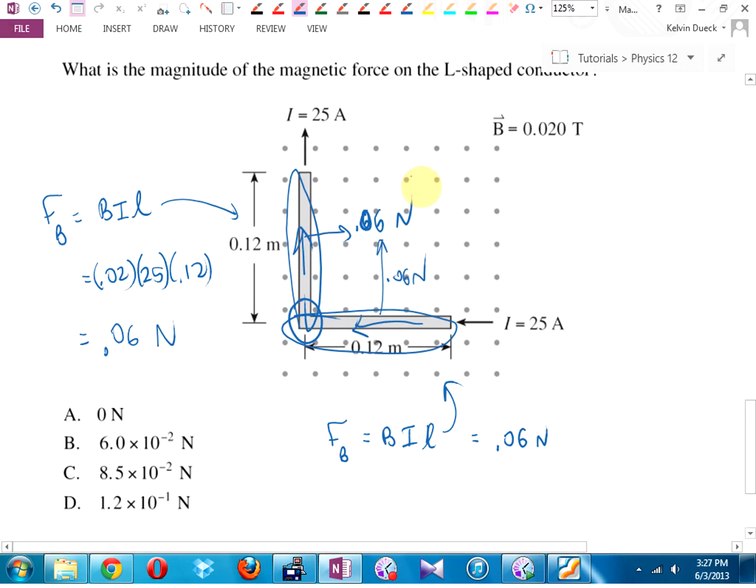Draw them. So it's going to be 0.06 plus 0.06. This is going to be a hypotenuse. It's going to be whatever that squared plus that squared equals, the square root.